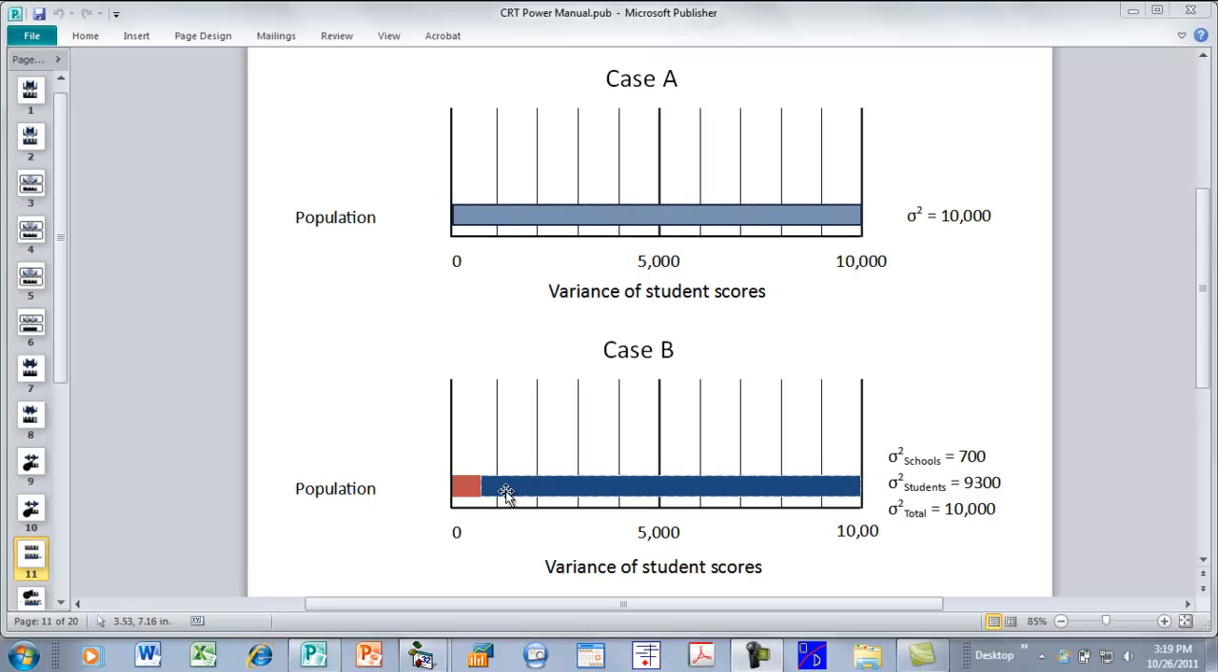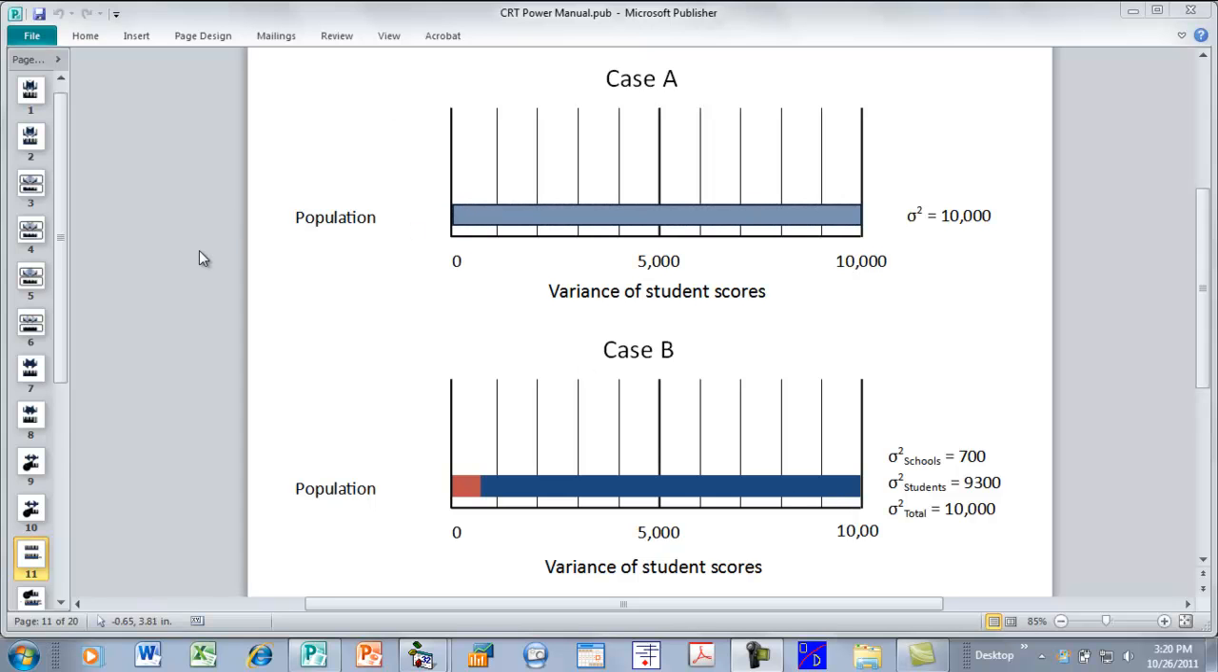In case B, we sampled schools, and then within schools we sampled students, so there's two levels of sampling. In the population, in both cases, the variance of student scores is 10,000. Over here, it's simply 10,000. Over here, we could divide it into two parts: 700 between schools, 9,300 within schools, with those two adding up to 10,000.